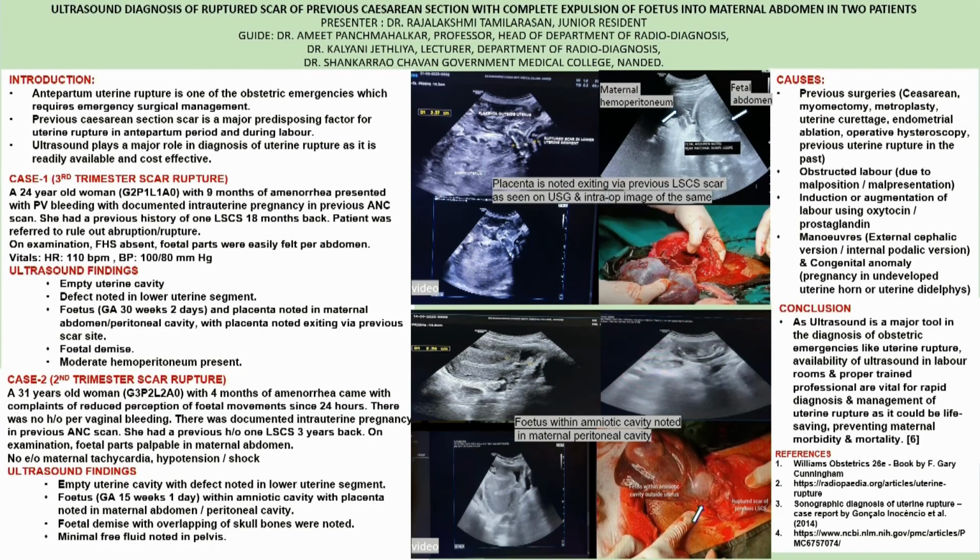So, intro: antepartum uterine rupture is one of the obstetric emergencies which requires emergency surgical management. Previous Caesarean section scar is a major predisposing factor for uterine rupture in the antepartum period and during labor, and ultrasound plays a major role in diagnosis of uterine rupture. So there are many causes of uterine rupture.